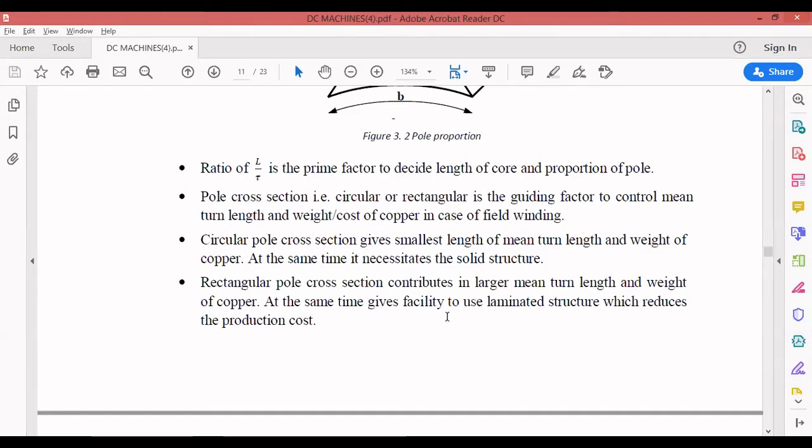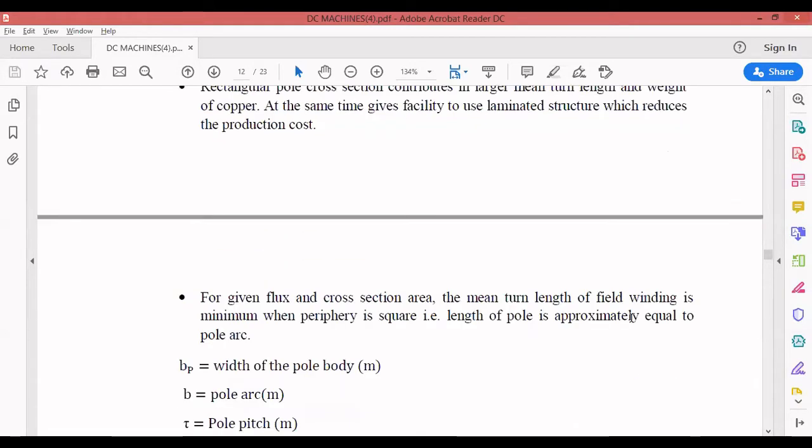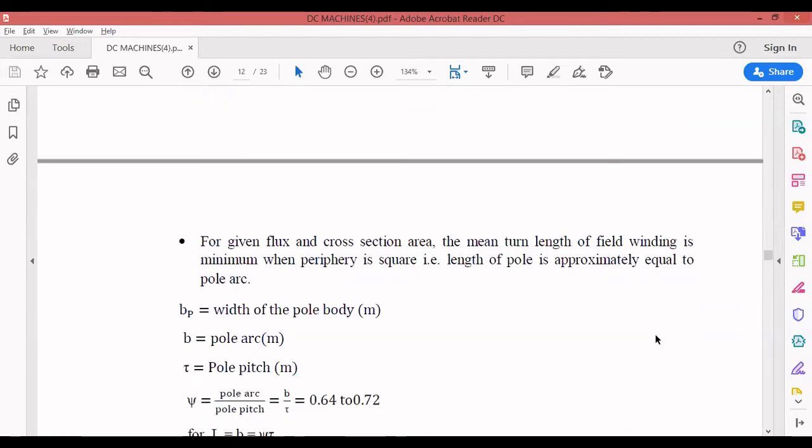At the same time, you select the laminated structure, which reduces the production cost. So it depends on the rating of the machine. Based on that, you decide which type of pole to use, whether a circular pole or a rectangular pole.